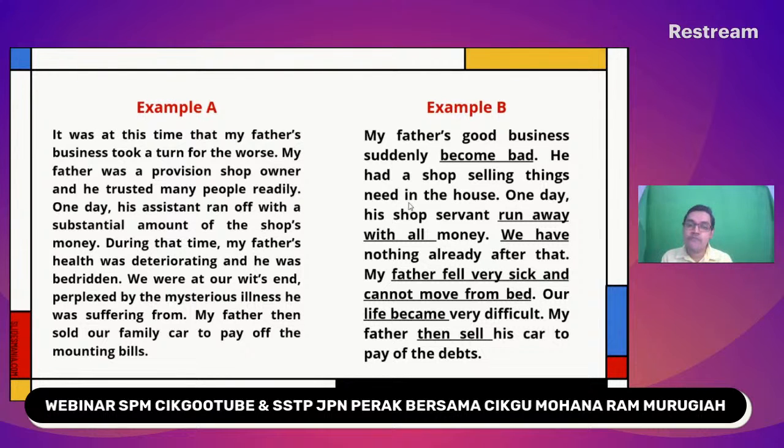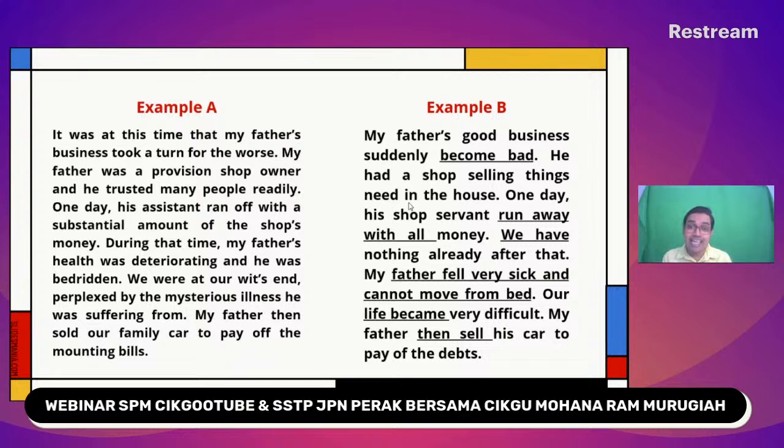Before we go to example A and look at its strengths, let us look at example B. Example B says, my father's good business suddenly became bad. He had a shop selling things needed in house. One day, his shop servant ran away with all money. Now, this is the common error that students make. There is a mixture of tenses. The story is supposed to be written in the past, but there is a mixture of simple present tense and simple past tense that the student has used here.